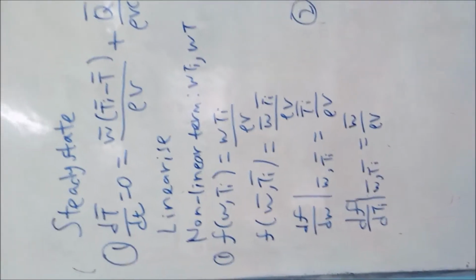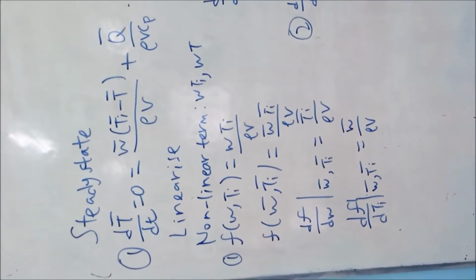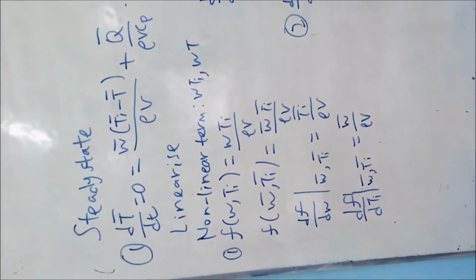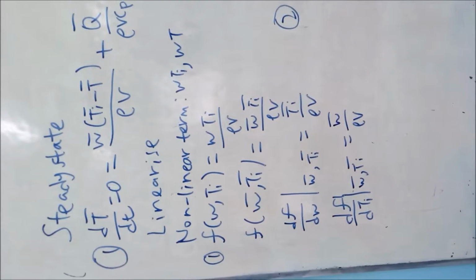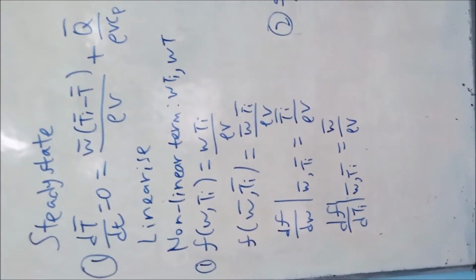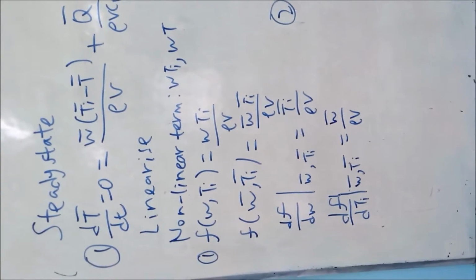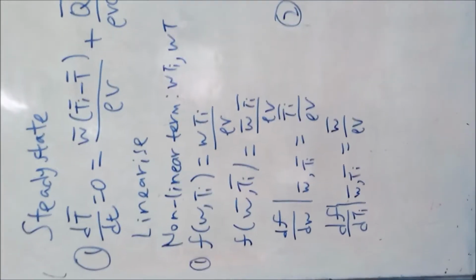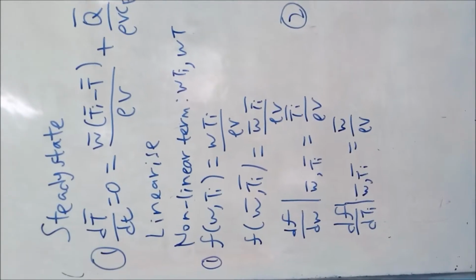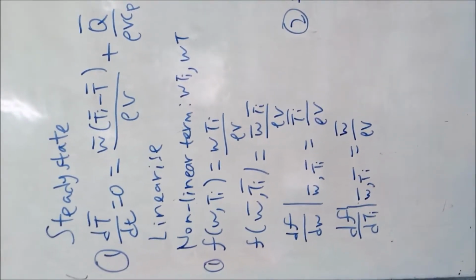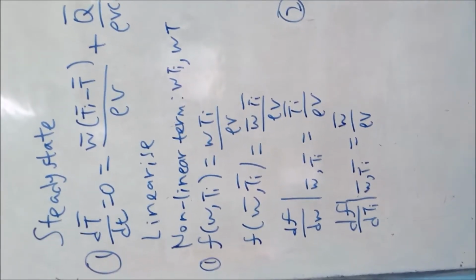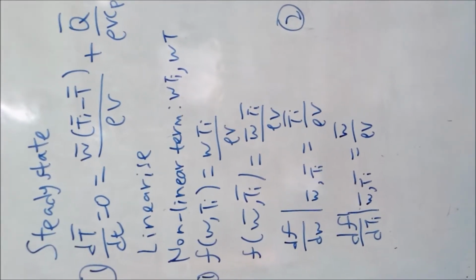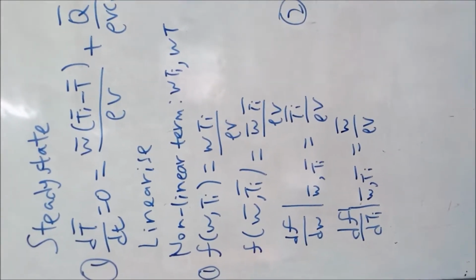So next we want to linearize these terms. For the non-linear terms, we have W Ti and W T. So we have the function f of W, Ti, which is W Ti over rho V. The second one is the function of W bar, Ti bar. So we just change W and Ti to their bar form, a steady state form. Then we have df/dW evaluated at W bar, Ti bar. So differentiating it, we have Ti over rho V. And then the Ti becomes Ti bar since it is evaluated at W bar, Ti bar. Same for the df/dTi, we get W bar over rho V.